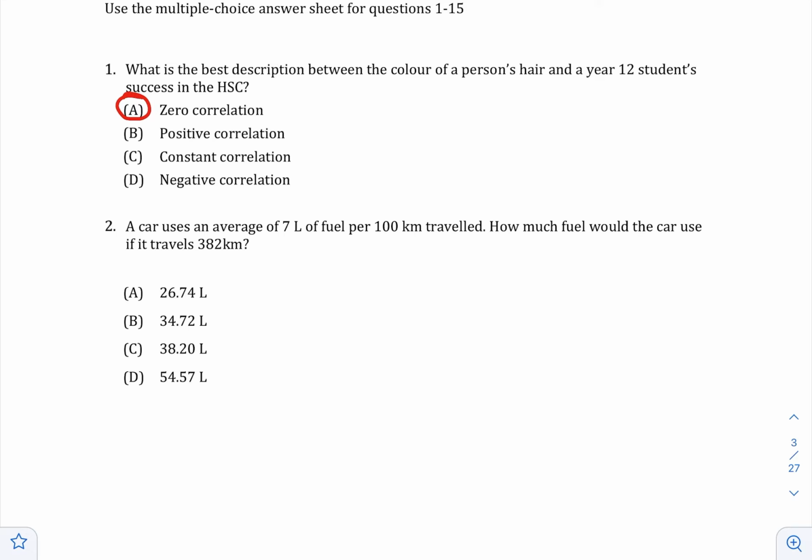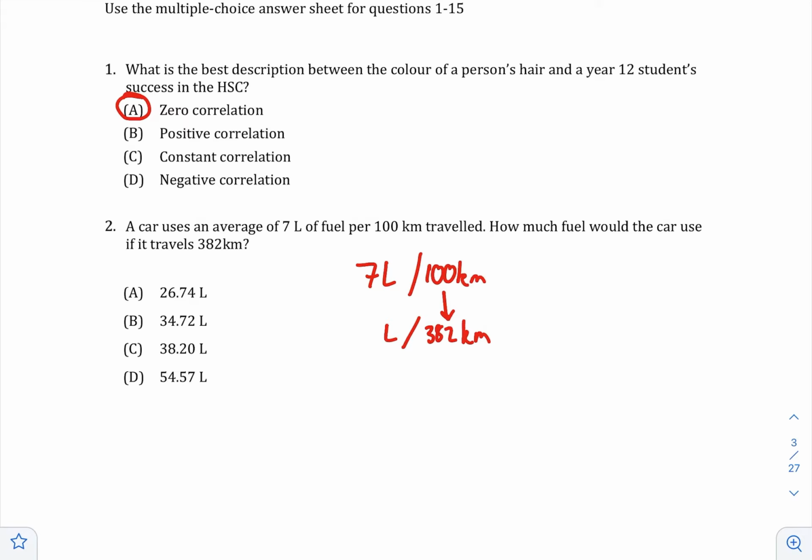For question two, we've got a car that uses an average of 7 litres of fuel per 100 kilometres travelled. How much fuel would the car use if it travels 382 kilometres? The information we have is 7 litres for every 100 kilometres. So what do we have to do to get 100 kilometres to be the same as 382 kilometres? Whatever we do there will get the number of litres used.